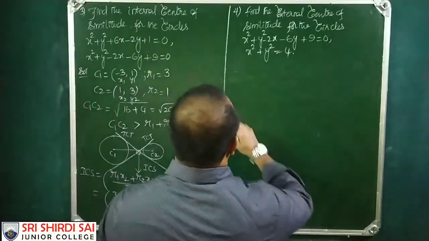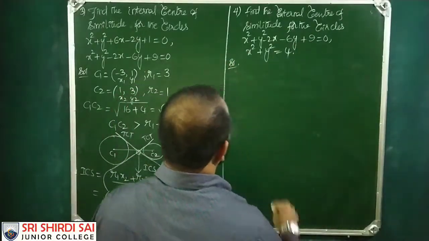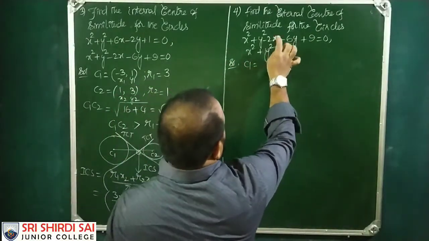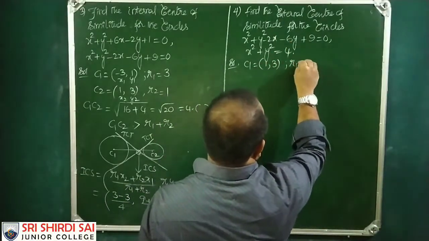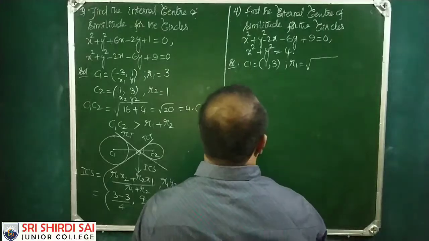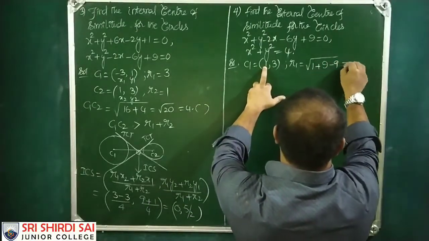And now this question is similar to that kind. So C1 is equal to (1, 3), radius R1 is equal to the square root of 1 square plus 3 square minus 9, which is 1.